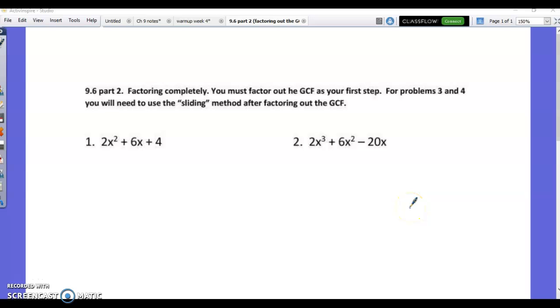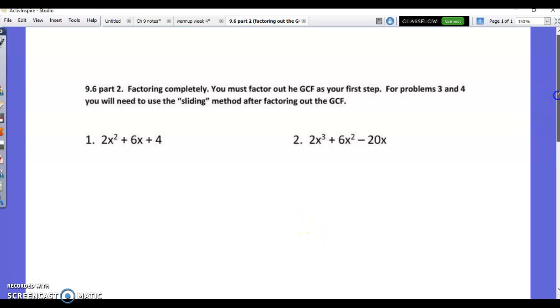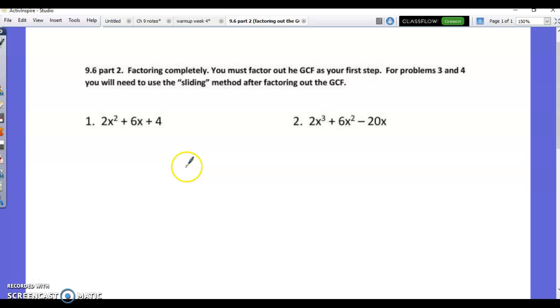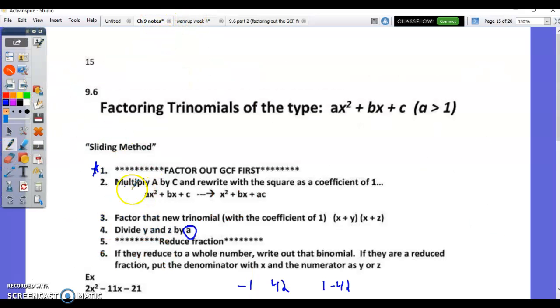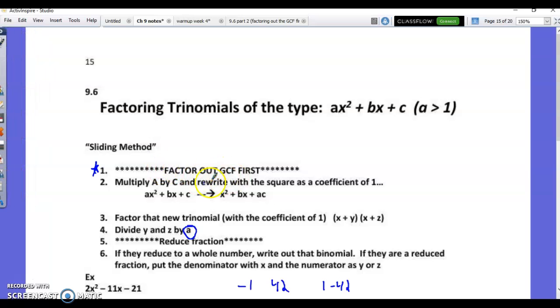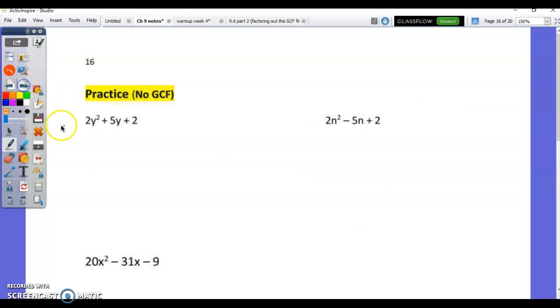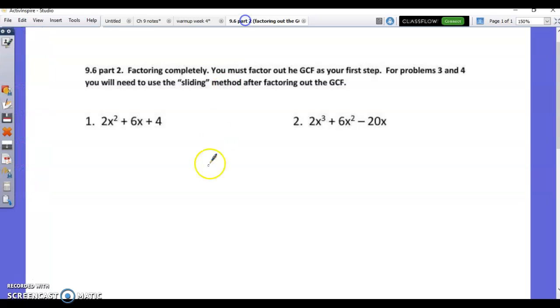All right, so here's the assignment 9.6 part 2 where we have to factor out a GCF first. So I'm going to jump right into this. Hopefully you're using this to check your answers and the process as well. So I need to find a GCF first. Make sure you're referencing your notes here. So step 1 is factor out GCF. We're starting there. All right, so let's go ahead and get back to it.